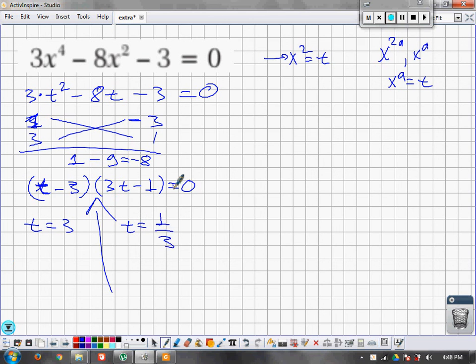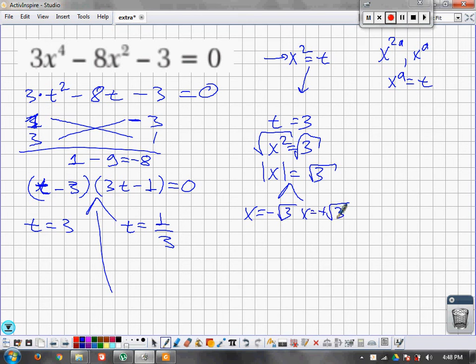So in the first place we have mentioned that x squared is equal to t. So for the first result, t is equal to 3. So x squared is equal to 3. Take the root of both parts. Absolute value of x is the square root of 3. So x has two results, minus square root of 3 or plus square root of 3.